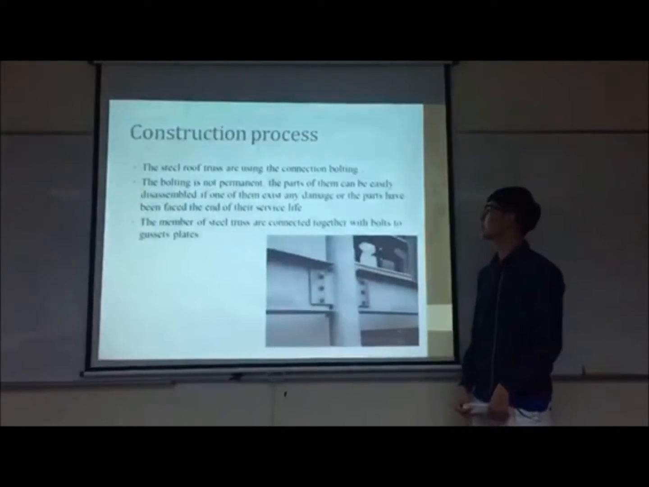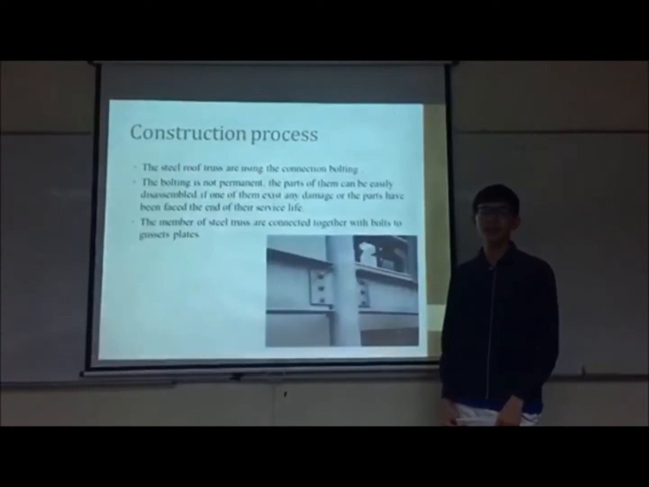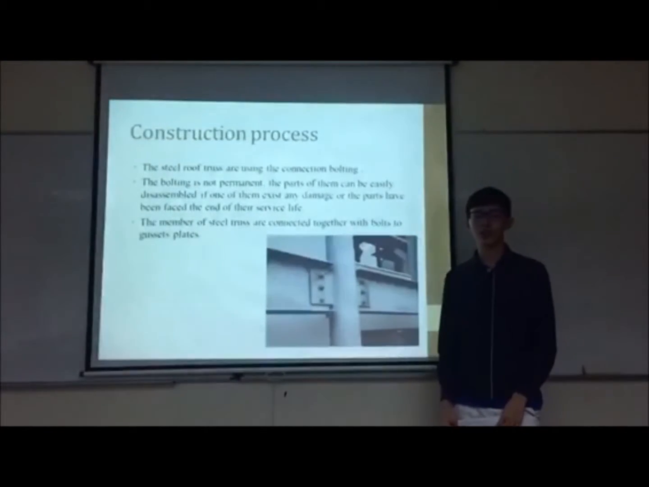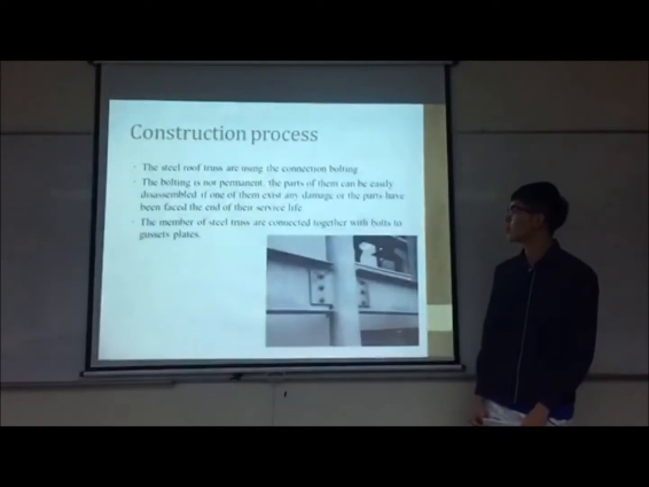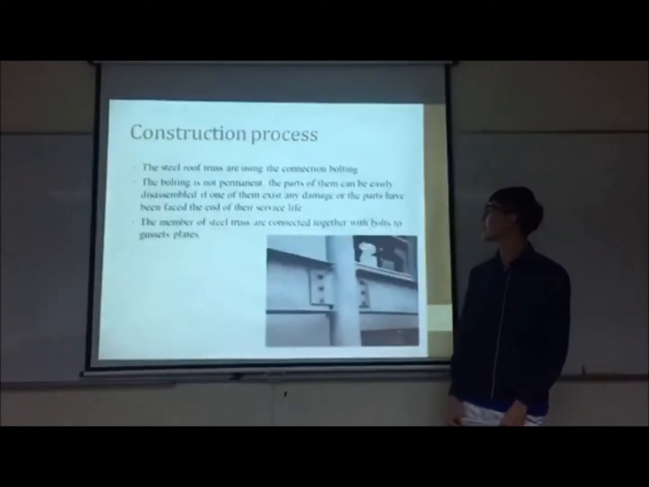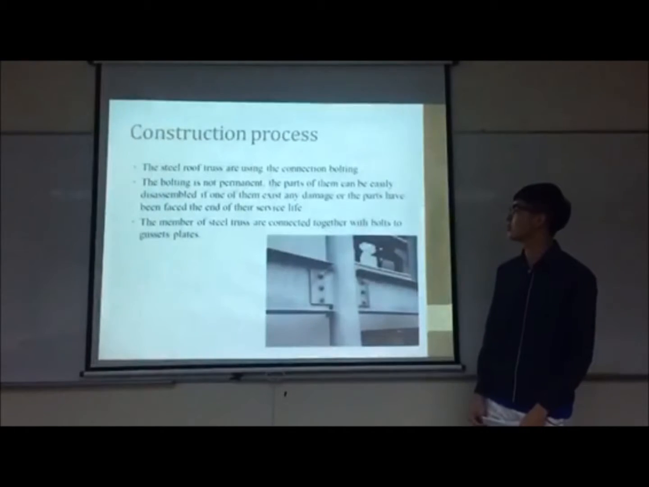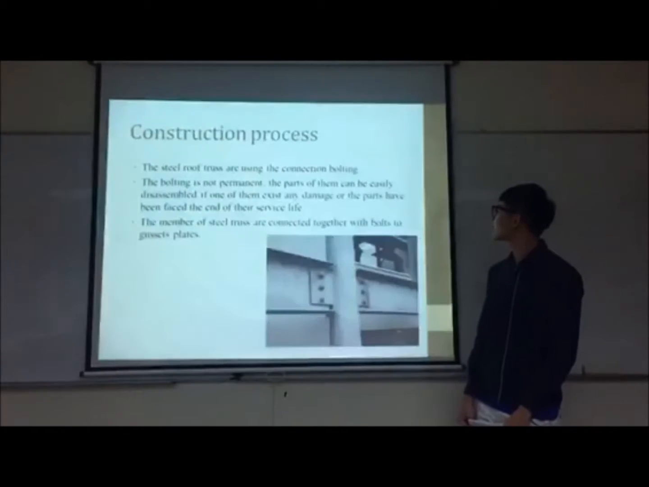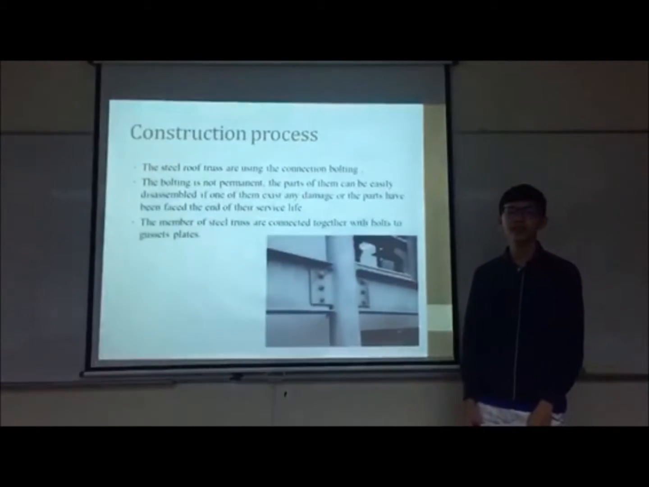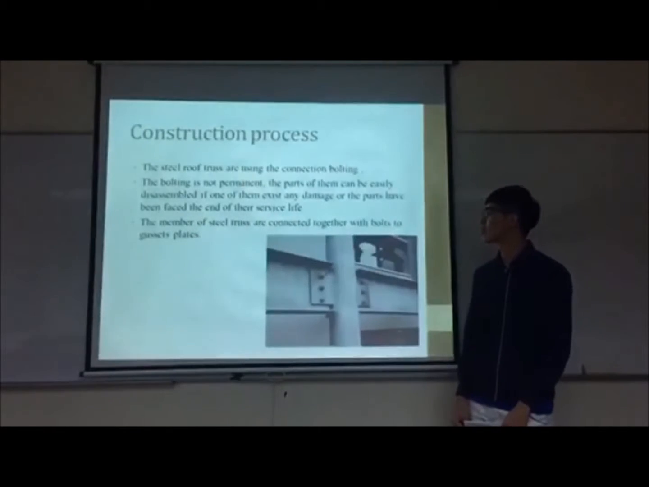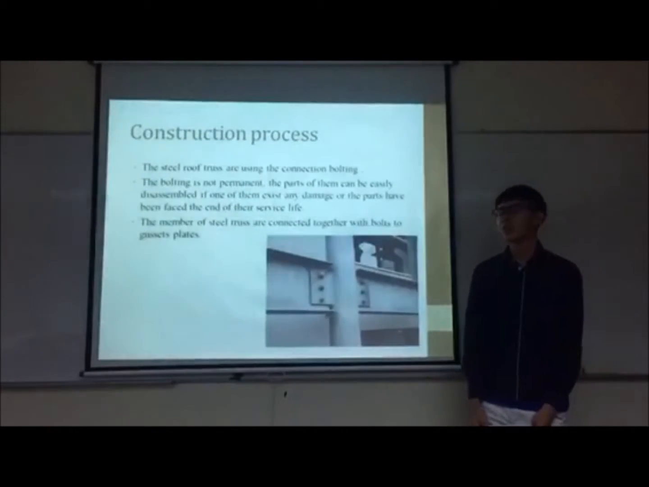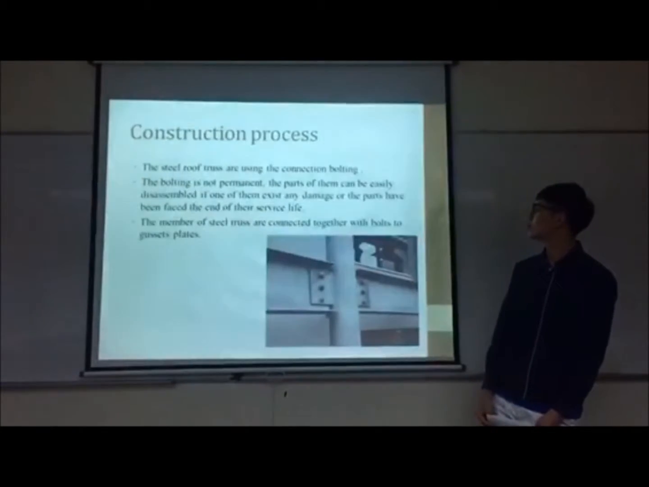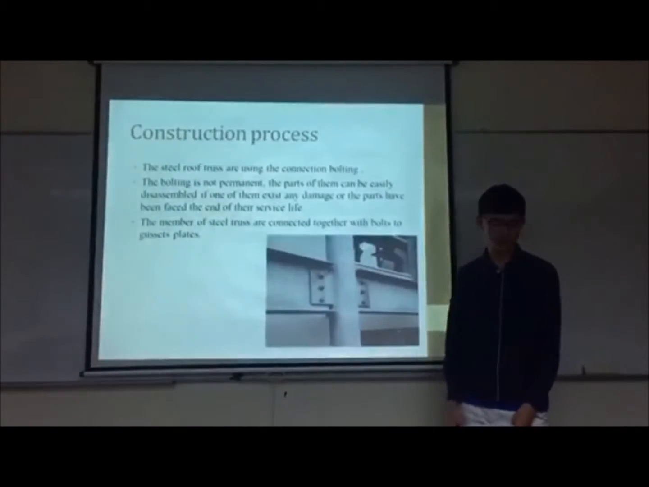The construction process. The steel roof trusses are using bolted connections. It's because a bolted connection is not permanent, so the parts can be easily replaced if one of them is damaged or has reached the end of its service life. The members of the steel truss are connected together with bolts to gusset plates.